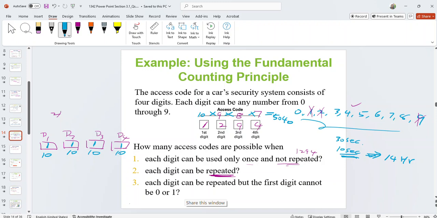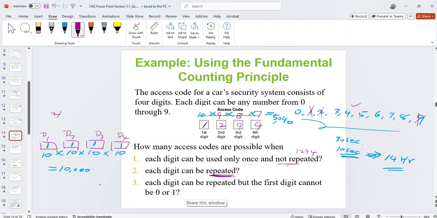So if you multiply this together, how much is that? That is 10 times 10 times 10 times 10, that's 10,000. That's even more than 5,000. If you don't repeat, you're going to have 5,040. If you can repeat, this will be 10,000, even more. Of course, if you can repeat, you have more choices. And this is going to take more than 14 hours to try the code. So that's how you do the counting here.